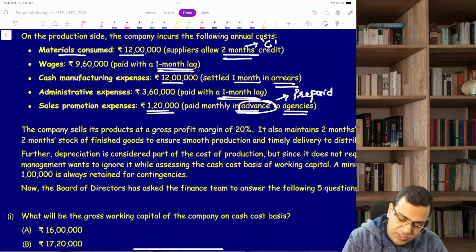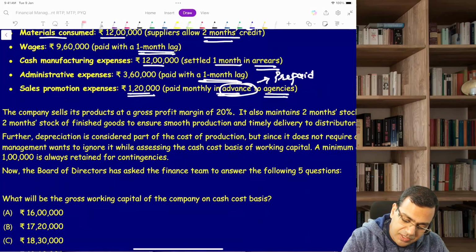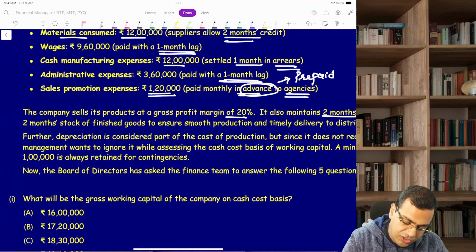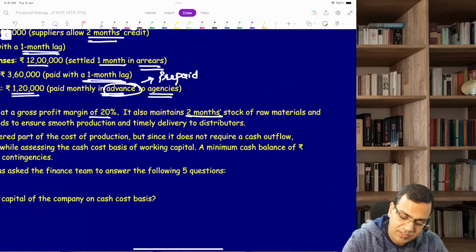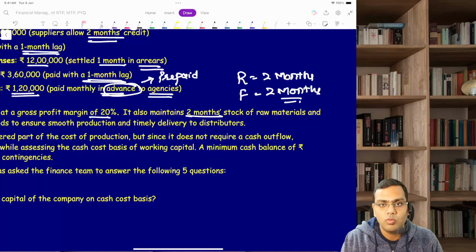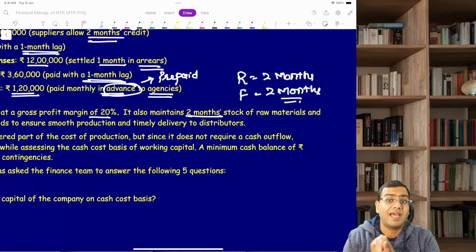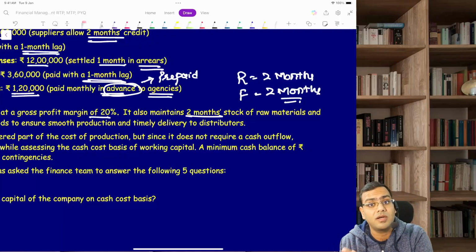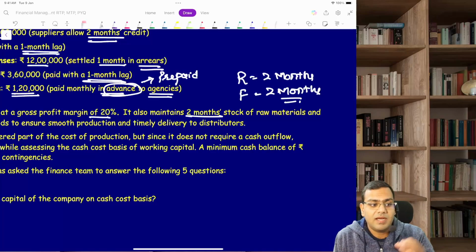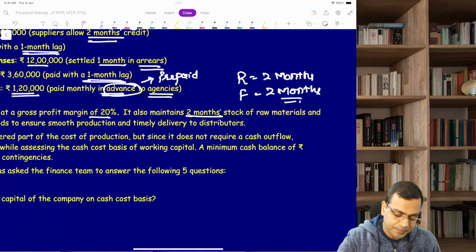The company sells its product at a gross profit margin of 20%. It also maintains 2 months stock of raw material and 2 months stock of finished goods. That means your R is equal to 2 months, and the next thing is your F is also equal to 2 months. R means the raw material holding period. 2 months is the period for which the raw material lies in your store, not yet being issued to the production. F means finished goods are ready, but they are lying in the godown, not yet sold.